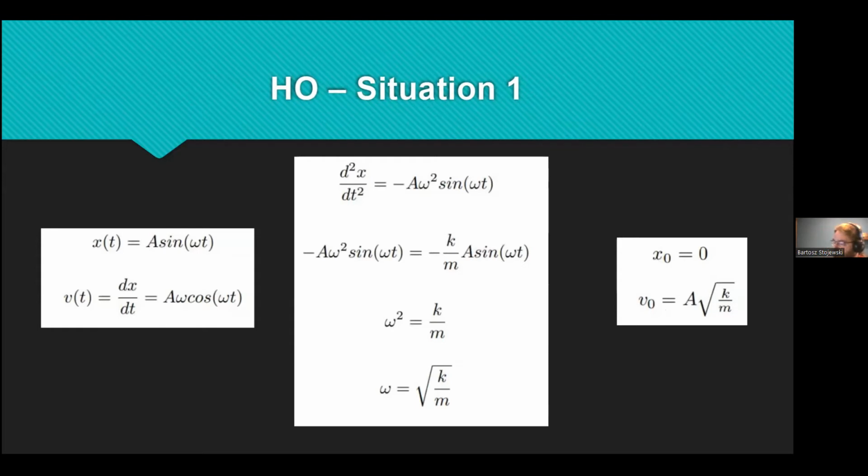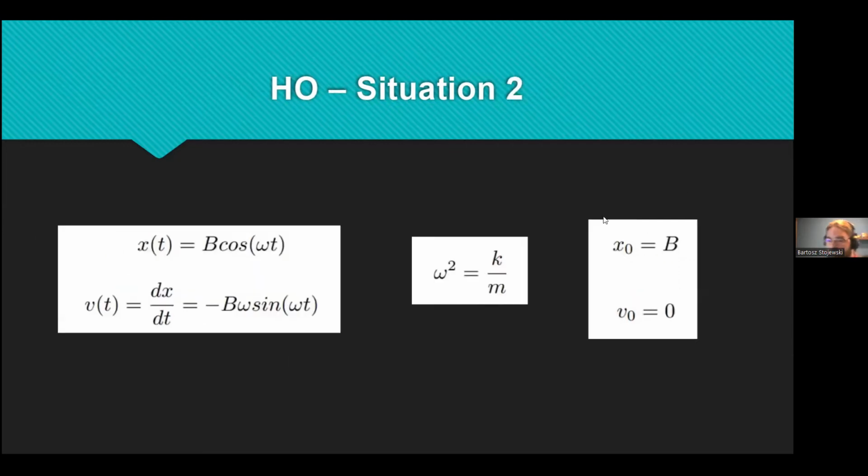But now what will happen if we try to look for analytical solution with a cosinus? This is how it looks like. If we calculate omega, we get the same solution as we get in the previous situation. If we calculate starting position and initial velocity, then we get that starting position is b, and the starting velocity is 0.